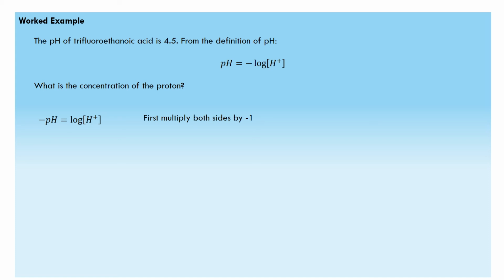The first thing we do is multiply both sides by minus 1. What that does is it shifts the negative sign over to the pH side of the equation, because we want to move the negative sign over to that side of the equation.